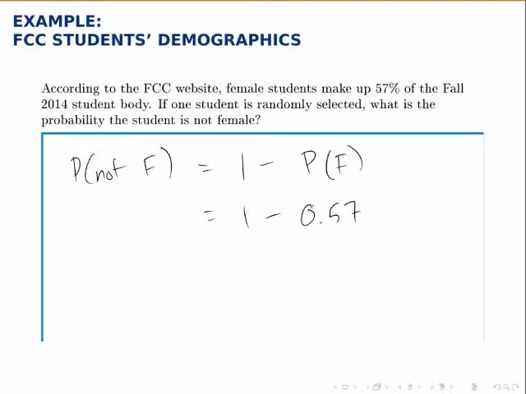Or if we were dealing with percentages, we could write 100% minus 57%, which would be fine. But either way, we get 0.43 or 43%. So again, if 57% of students are female, the other 43% are not. So the chances that we draw a student that isn't female is 43%.